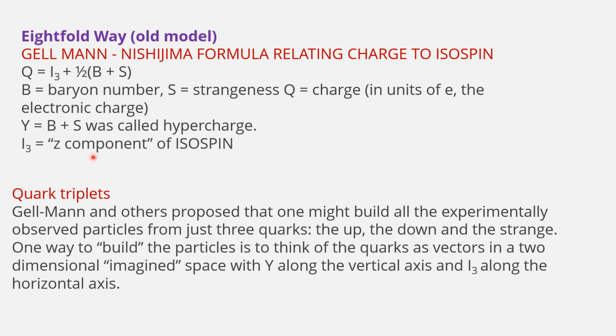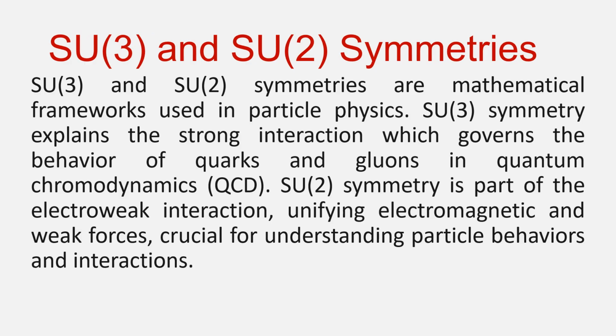Quark triplets: Gell-Mann and others proposed that one might build all the experimentally observed particles from just three quarks: up, down, and strange. One way to build the particles is to think of the quarks as vectors in a two-dimensional imagined space, with Y along the vertical axis and I3 along the horizontal axis.